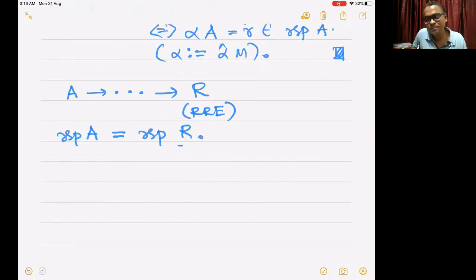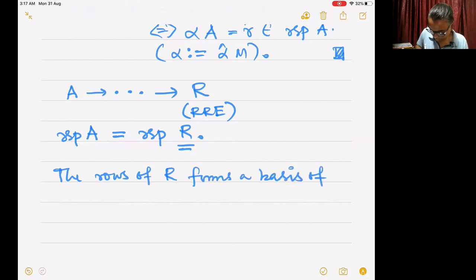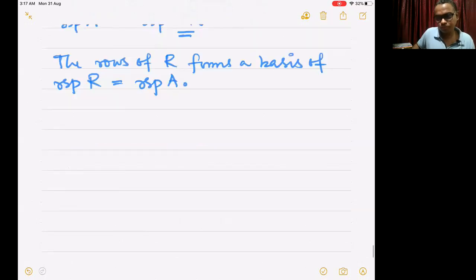But what is so special about this RRE matrix? It turns out that the rows of R form a basis of row span of R, which is equal to the row span of A. So actually, by obtaining this row reduced echelon form, what we were doing essentially was trying to find a basis for the row span of A, the subspace that is spanned by the rows of A. That basis is given by the rows of the row reduced echelon form. And indeed, why is this true?